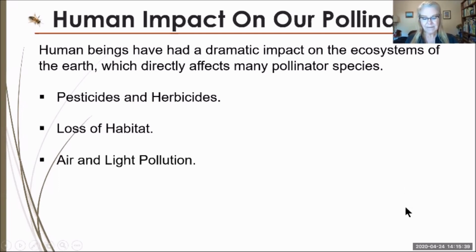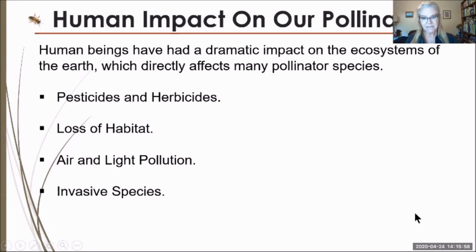Air and light pollution. Artificial light attracts insects, and it pulls them from their natural ecosystem. Their frenzied activity around lights exhausts them and makes them easy prey for predators in that ecosystem.